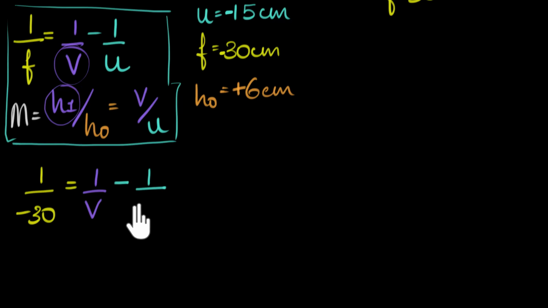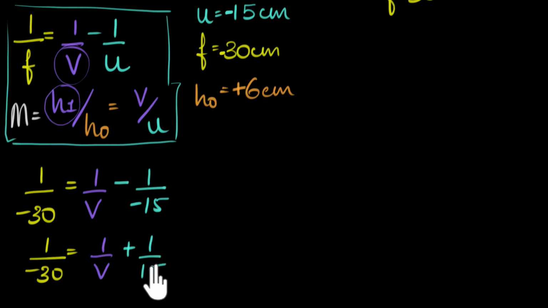So u is minus 15, so minus 15 comes here. You get 1 over minus 30 equals 1 over v, plus 1 over 15. The negative times negative cancels and becomes 15. And you know what? I'm going to put this negative sign on the numerator. We can do that, right? And now since I want to isolate 1 over v, I'm going to subtract 1 over 15 on both sides. Let me just write that down. Take the entire equation. This is pretty much algebra. And subtract 1 over 15 on both sides.